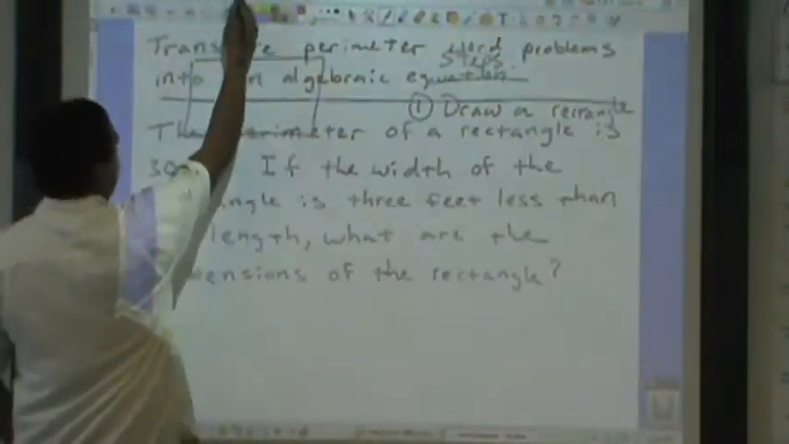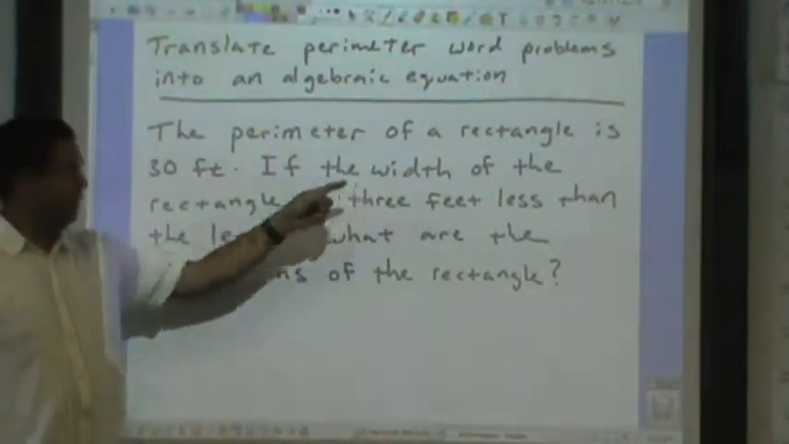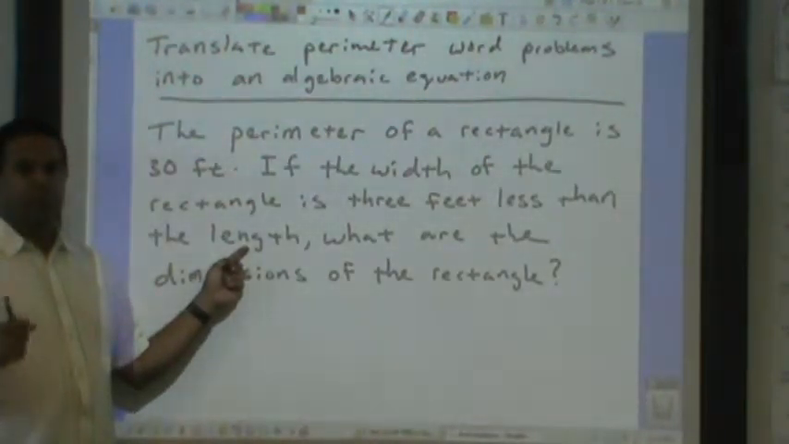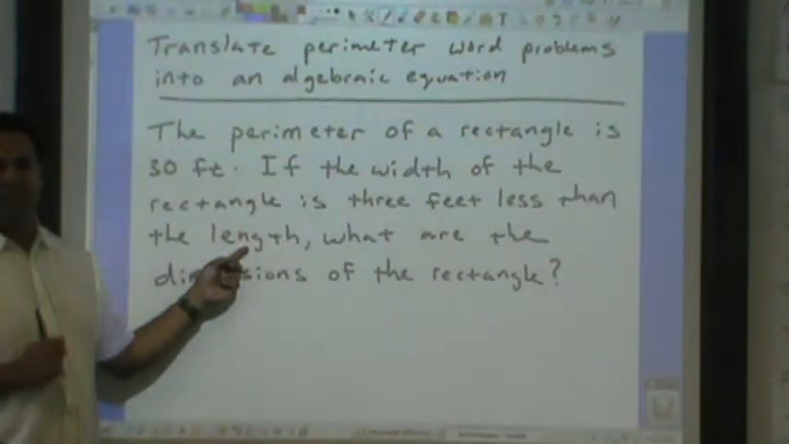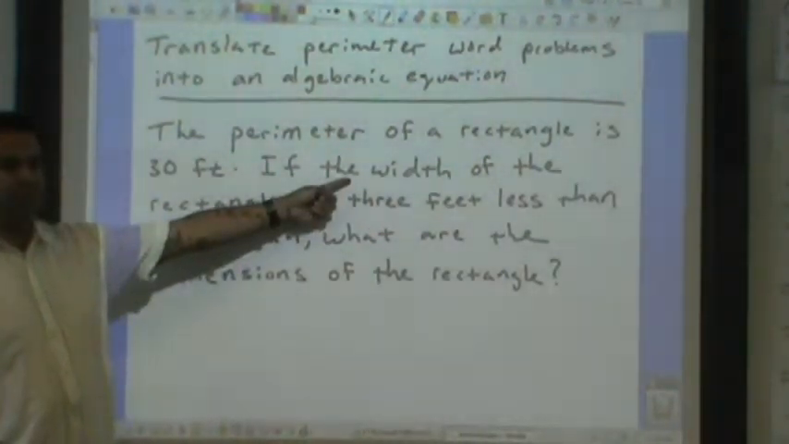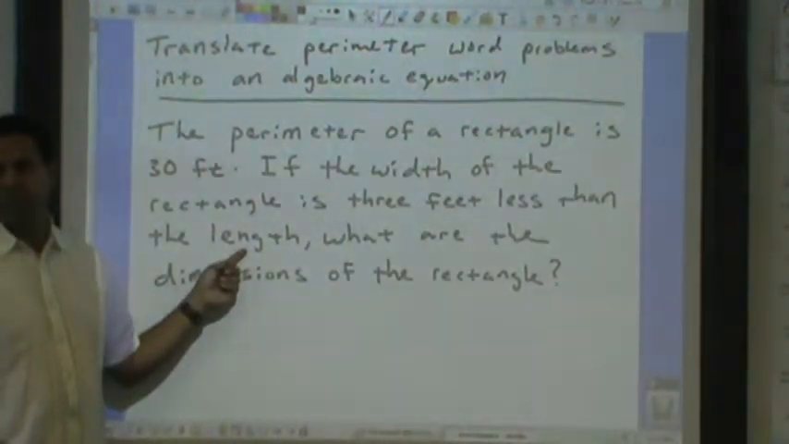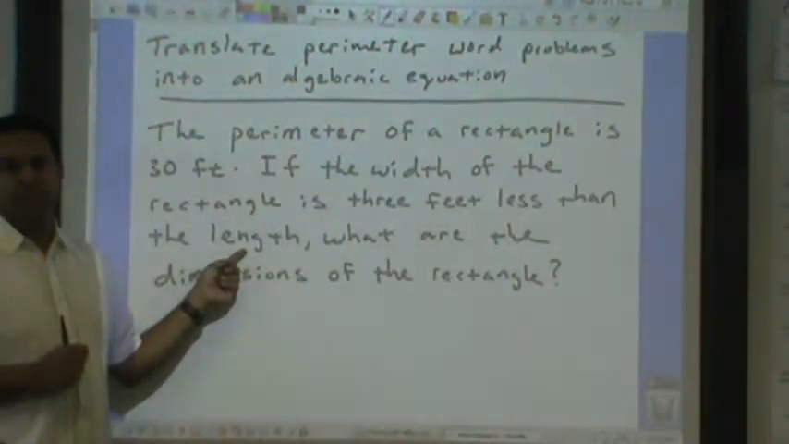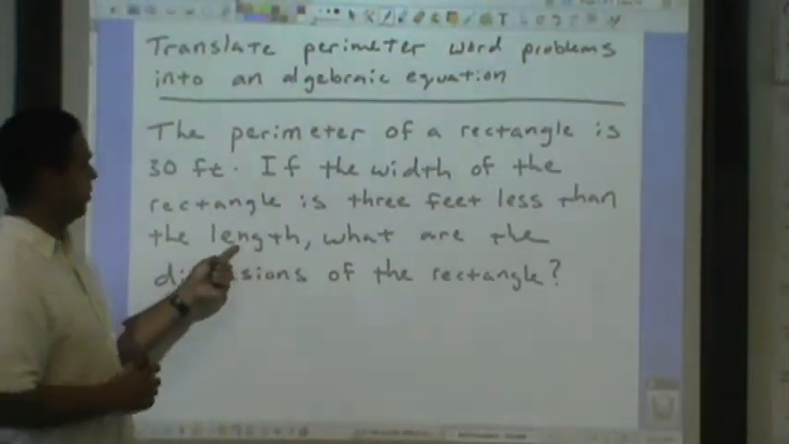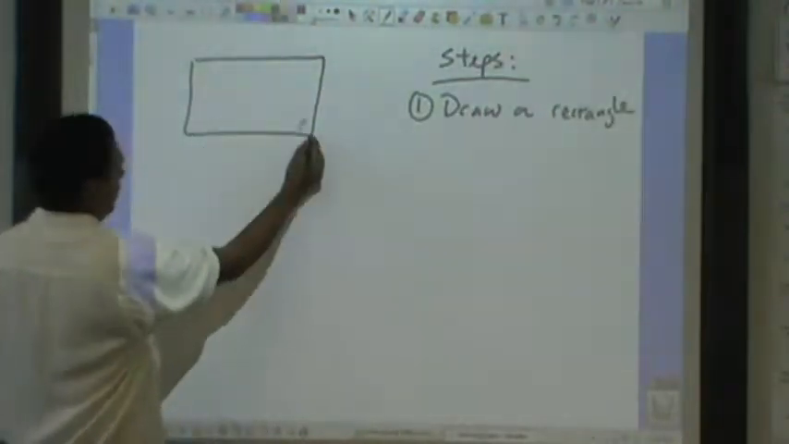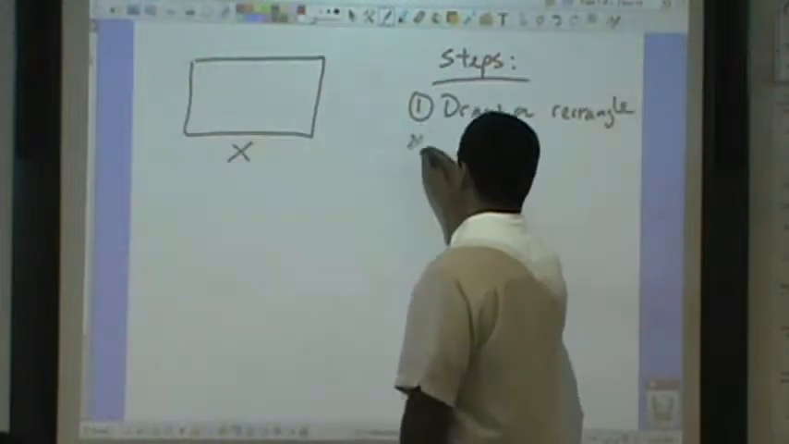So let's go back to our problem. If the width of the rectangle is 3 feet less than the length, do we know the width? Yes, we know what the width is. The width is 3 feet less than the length. So do we know the length? No. So that becomes our variable. That's our unknown, the length. So for the length, what do we put? Put x. So that's step 2.